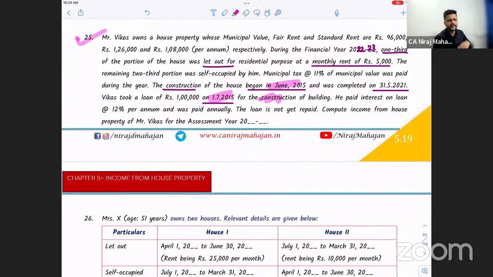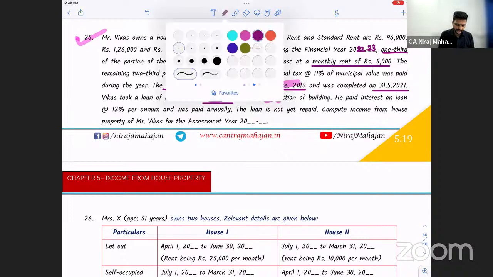What do you mean by that? They're telling you he's paying interest, but then they are saying loan is not yet repaid. Tell me, the loan is not yet repaid means what? That means the entire principal amount is outstanding. He's paying only towards the interest, but nothing yet paid towards the principal. How much was the loan? 1 lakh. So entire 1 lakh is pending. Compute income from house property of Vikas for AY 23-24. Ready? All of you?